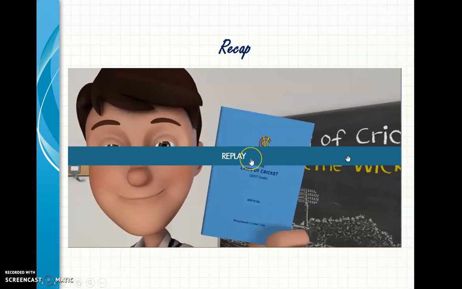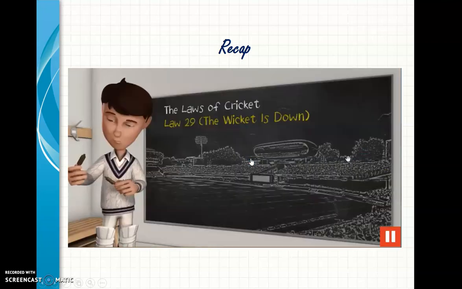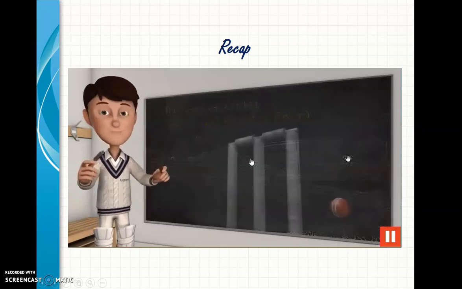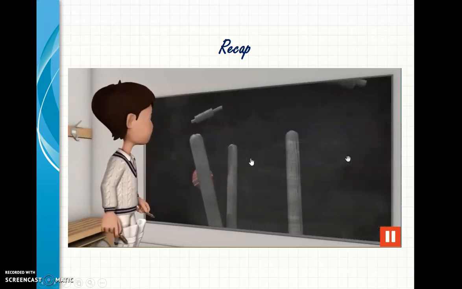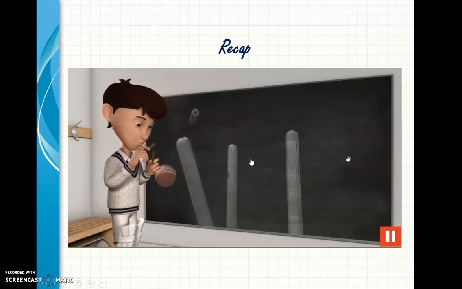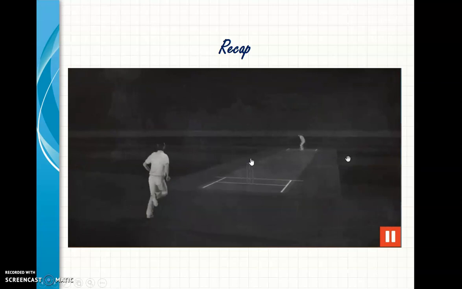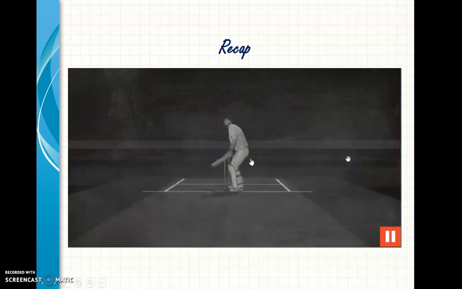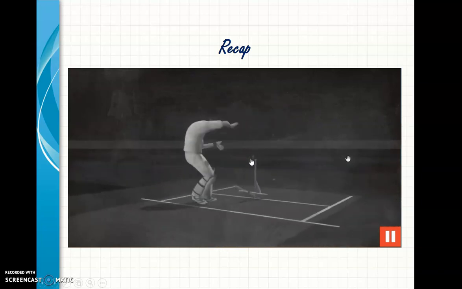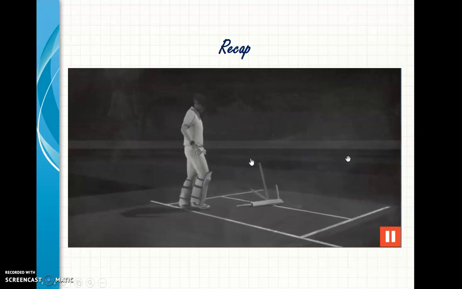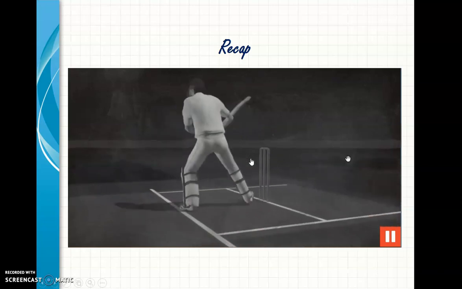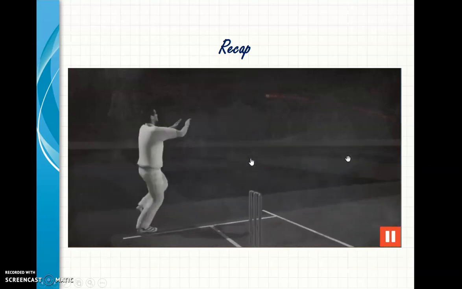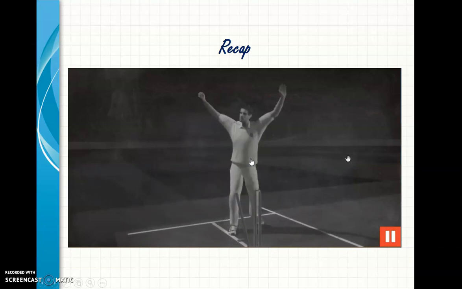Now let's recap Law 29 with this video, which, as per the MCC Law 29, shows how the wicket is put down. As I said before, the wicket can be put down if one of the bails is out of the groove, or the wicket itself is struck out of the ground by the bat, which has flown from the batsman, or by his person, equipment, or by a fielder holding the ball in the hand.